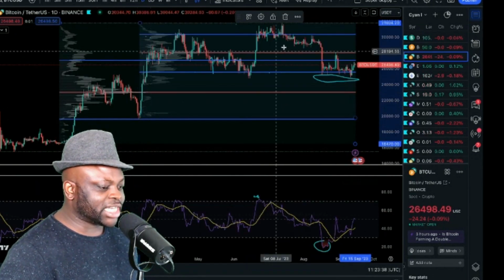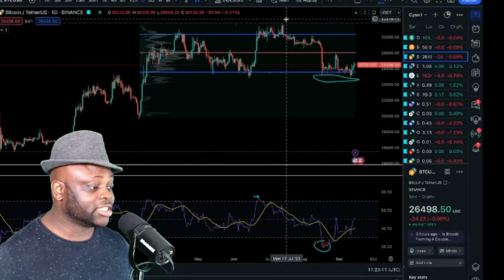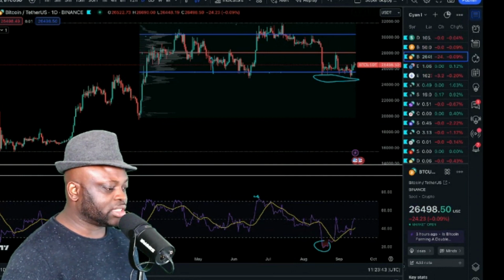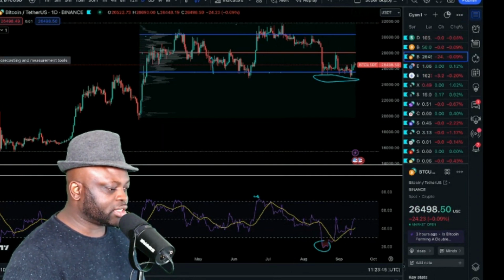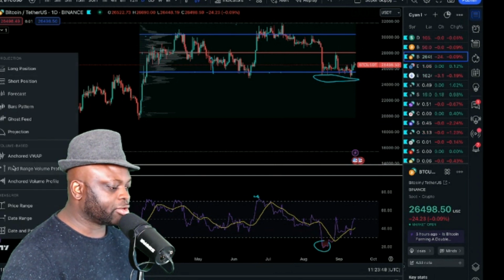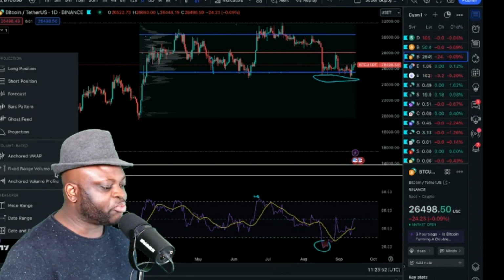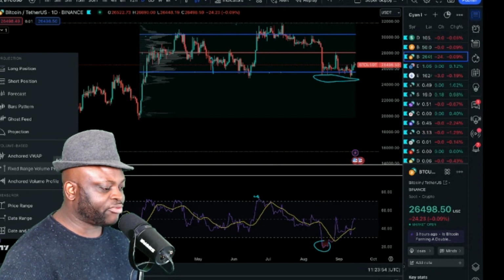So, guys, this indicator is really powerful, and it is free. Just go to TradingView, this area here. You click on this forecasting and measurement tools. Go down. You're gonna see fixed range volume profile. You can also put it as your favorite.